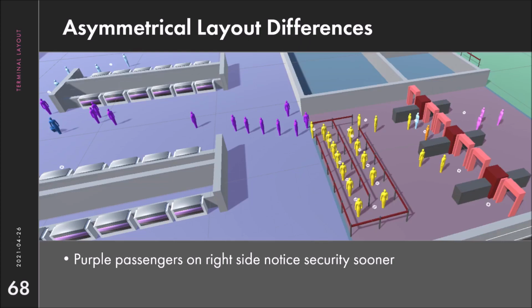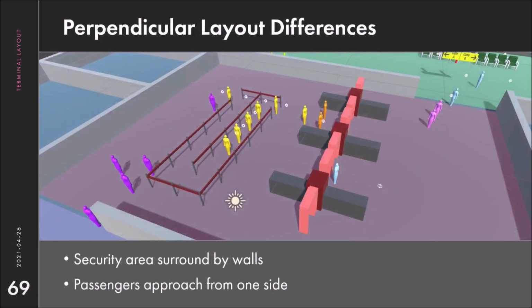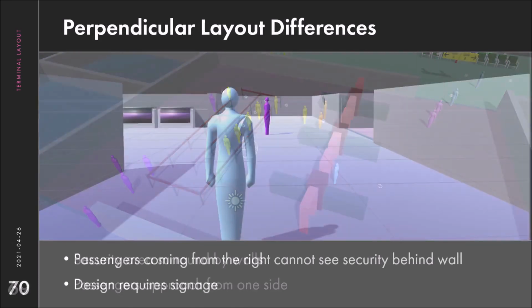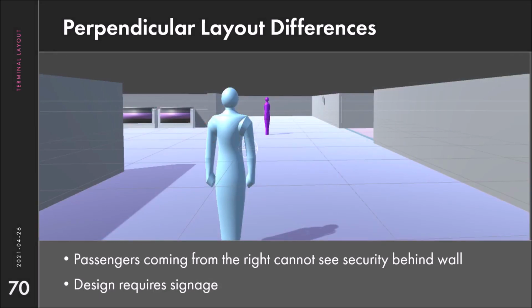see the area sooner. In the perpendicular layout, the security area is surrounded by walls, which can only be entered from one side. As a result, passengers who checked in on the right could not see where the security area was without walking to the other side. As shown here, the agent's perspective had no view into security, which might benefit from some kind of signage.